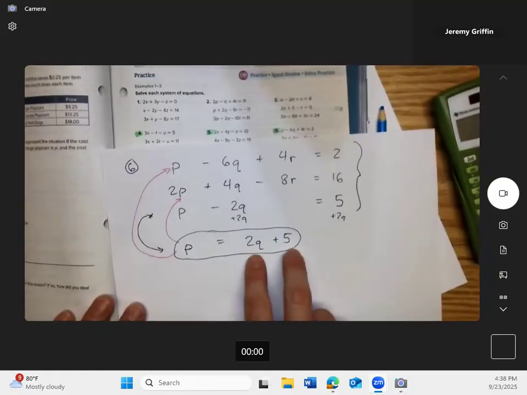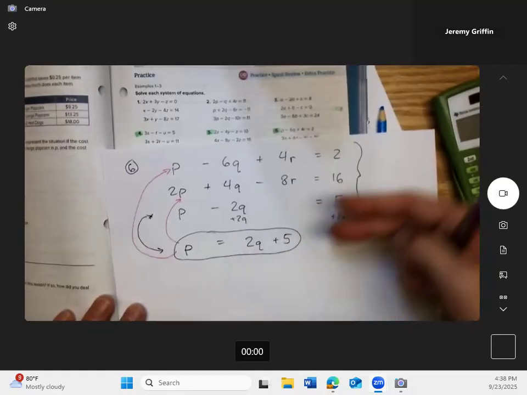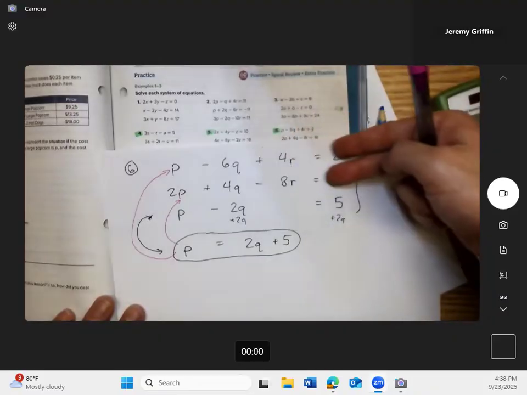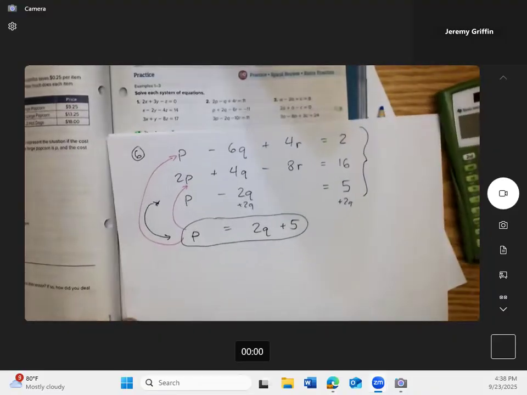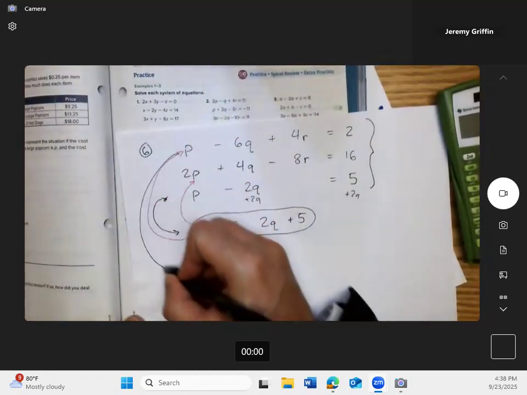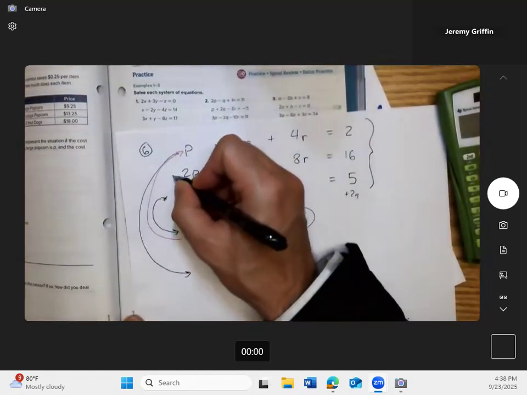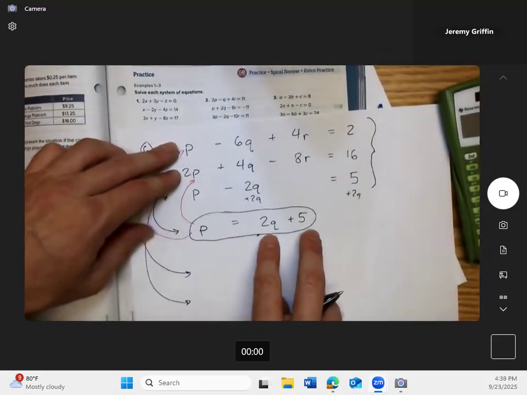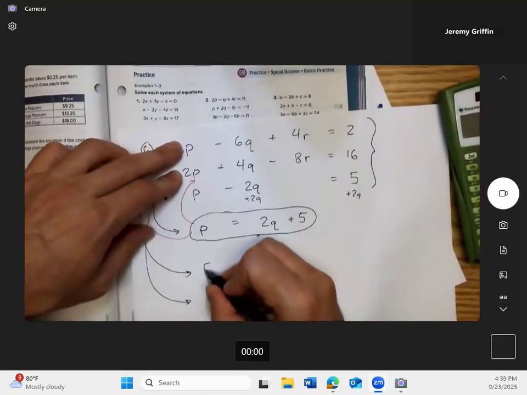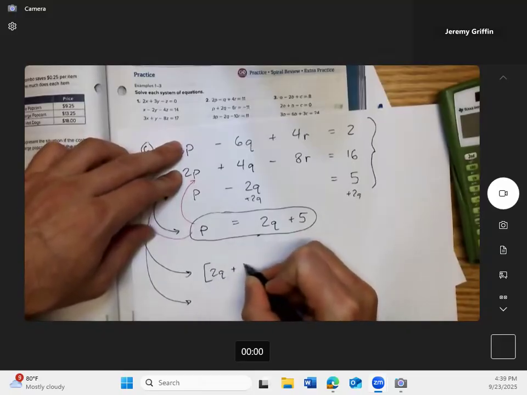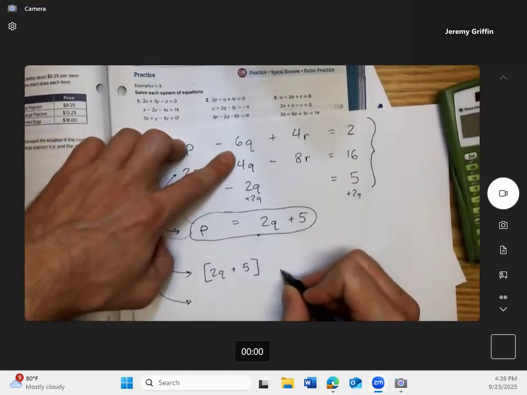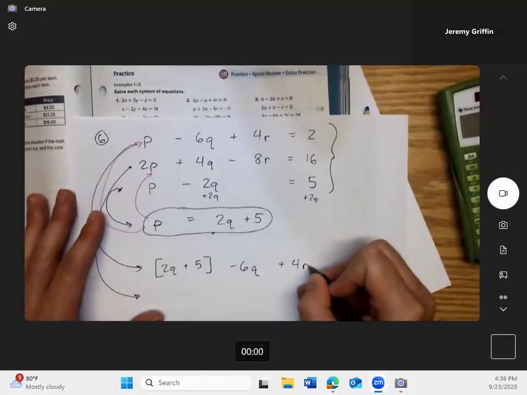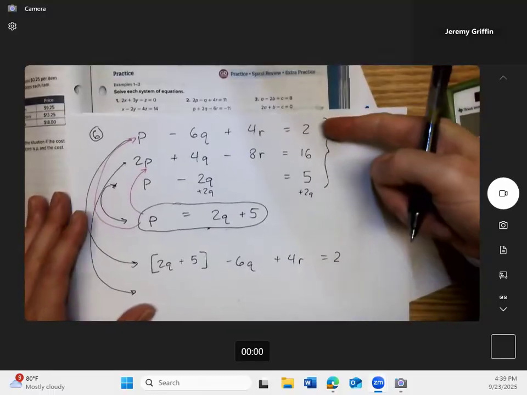So I'll get it in terms of q. And then I would have two equations that are in terms of q and r, and then I can figure out what to do from there. So I'll bring this down here, and I'll bring this one down here. But I'm going to substitute in, instead of p, 2q plus 5. Now this is p alone, so it is 2q plus 5 alone. Then I get a minus 6q, I get a plus 4r, this is all equal to 2. Just copy that one.